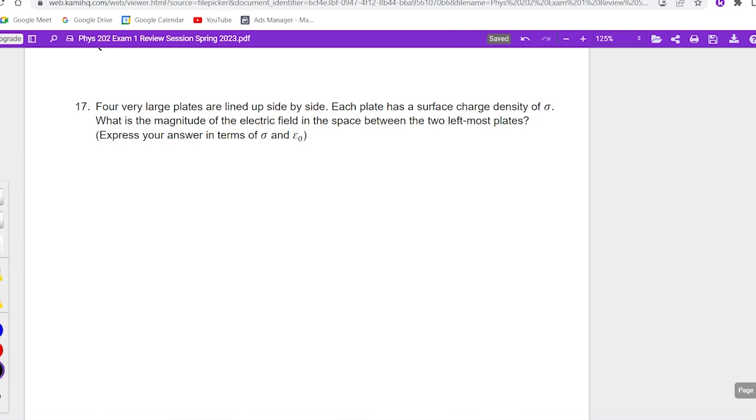Okay, so number 17. 4 very large plates are lined up side by side. Let me just do that right now. 1, 2, 3, 4. Each plate has a surface charge density of sigma, just like the last problem. What is the magnitude of the electric field in the space between the 2 leftmost plates? So we're talking about the electric field right there. Express your answer in terms of sigma and epsilon naught.